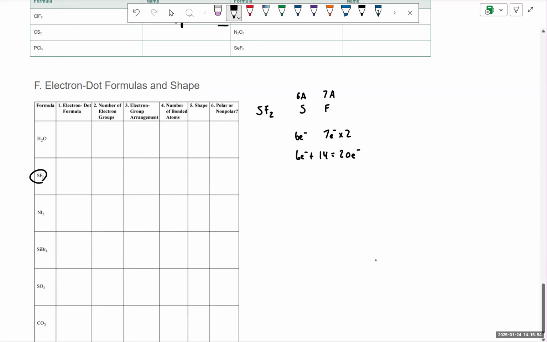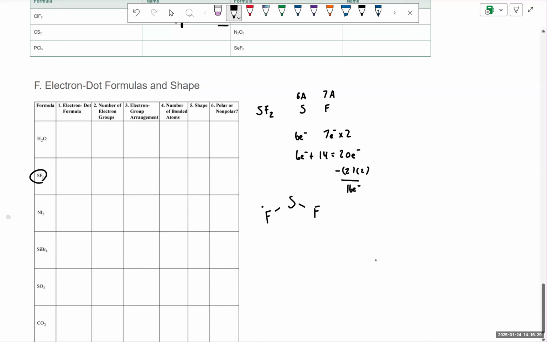Next, we place the least electronegative non-hydrogen atom as our central atom. That's going to be sulfur. The fluorines are placed around sulfur. Remember, you can only put a maximum of 4 atoms around a central atom due to the octet rule, at least for the purposes of this class. We're then going to form one bond each. That uses up 2 electrons per bond. We have 2 bonds, so we subtract 2 times 2, or 4, and we have 16 electrons remaining.